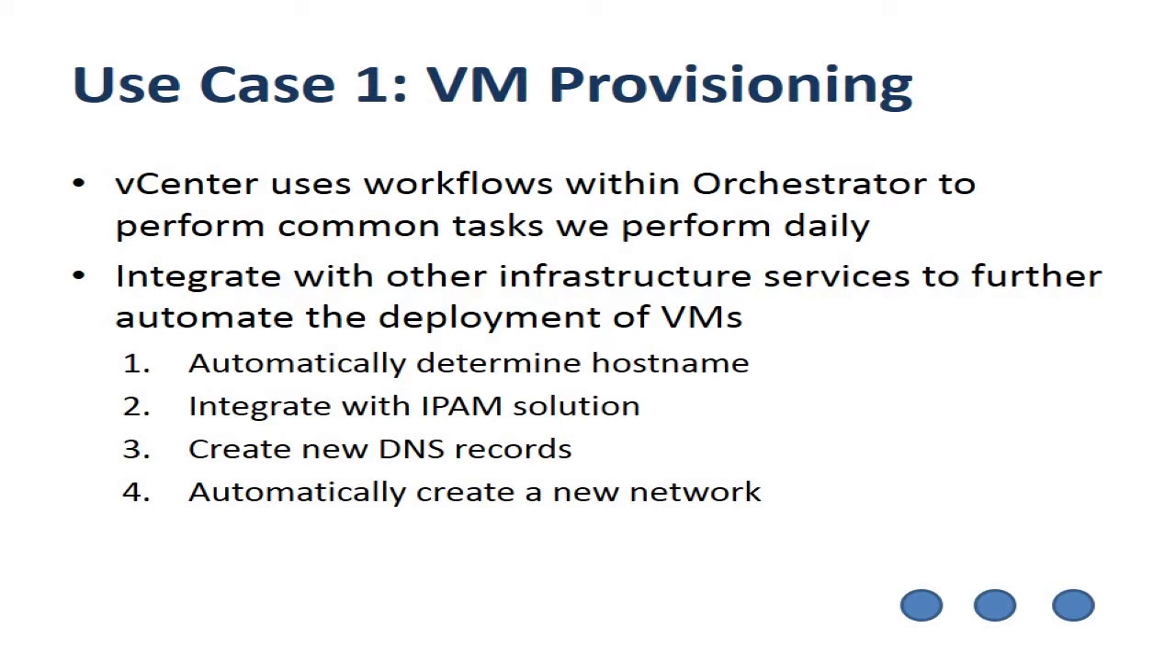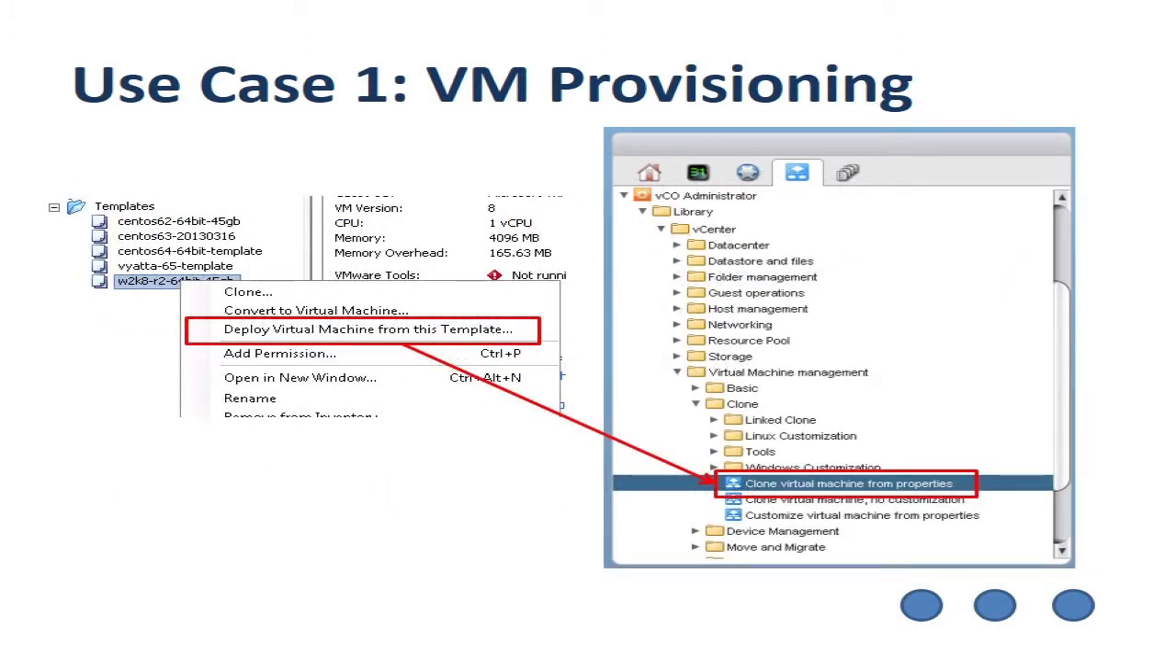vCenter itself uses the workflows within Orchestrator to actually do these tasks that we do every day to provision new virtual machines. So you can use Orchestrator to do those basic steps for you, and then integrate with other components within your infrastructure. The examples that I'll be using are IPAM and DNS, to automatically get all that information and assign it within your virtual machine. The picture I've got here is deploying a virtual machine from a template, and I've shown you the workflow that runs within Orchestrator.